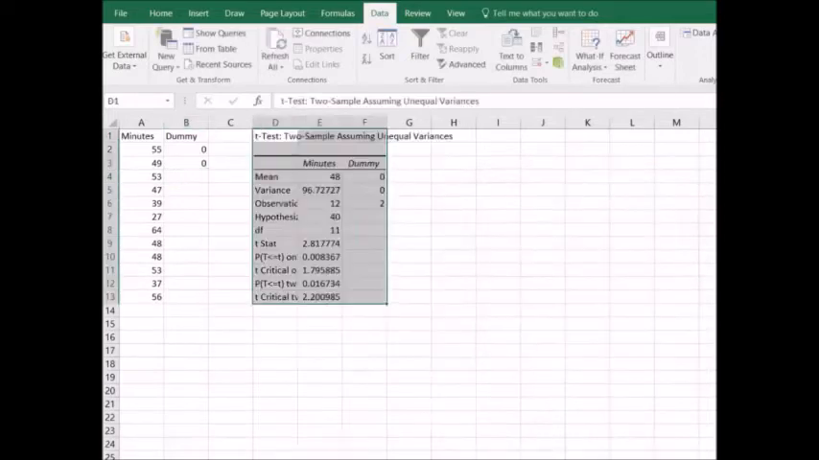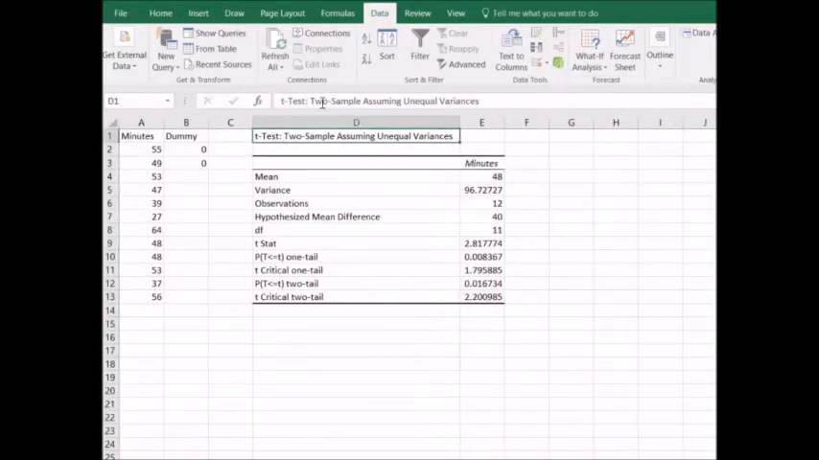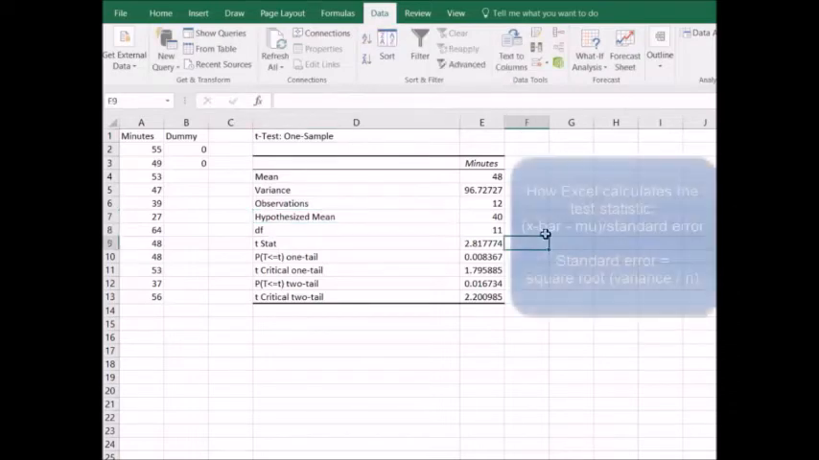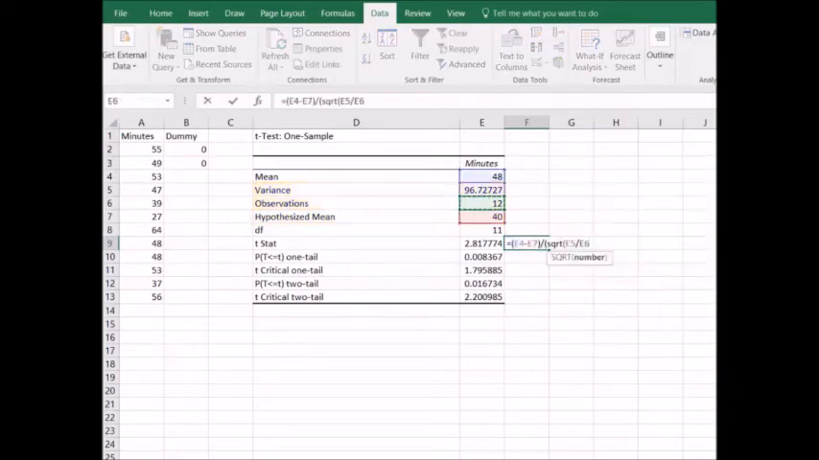I don't need the dummy column. I can delete that, and we'll change this to a t-test for one sample, and we can get rid of the rest of it. And this is hypothesized mean. The t-test statistic is equal to the mean of the sample minus the mean of the population divided by standard error. We get the same result when we calculate it by hand as when we have Excel calculate it for us.